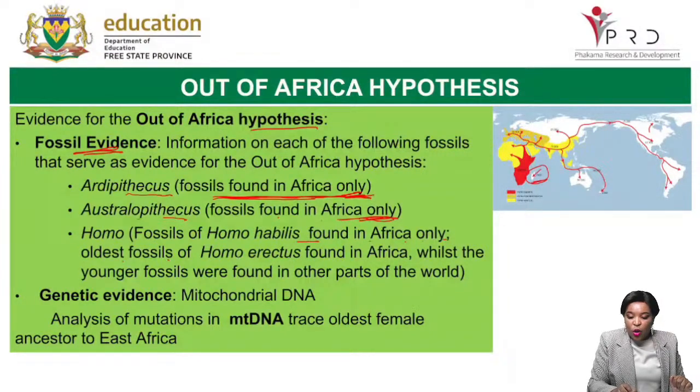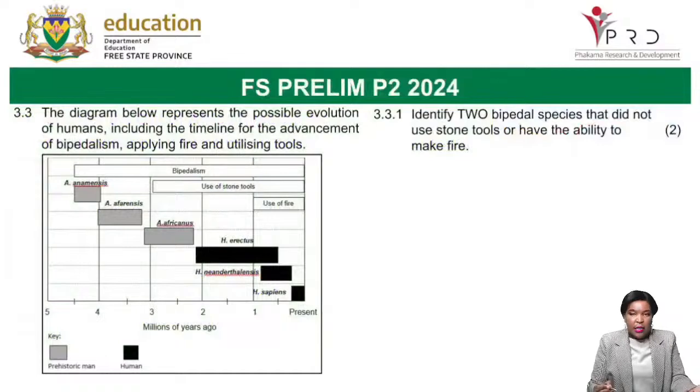The oldest fossils of Homo erectus are found in Africa, whilst the youngest fossils were found in other parts of the world. So if the oldest is found here, then it means it originated here, because old comes first before new. And then they were able to trace this using mitochondrial DNA, because it shows that the mutations in the mitochondrial DNA trace the oldest female ancestor to East Africa, therefore supporting what? Hominids originated where? In Africa.